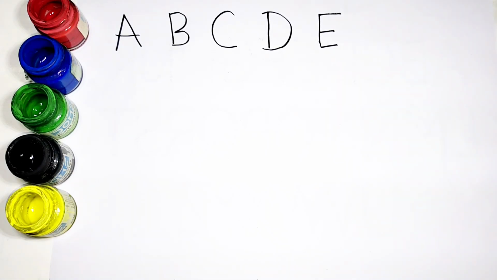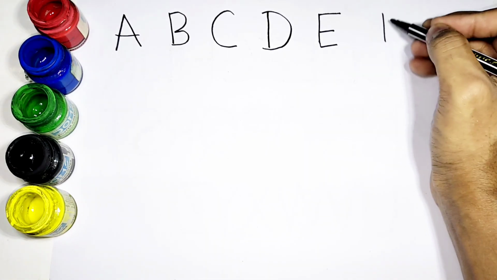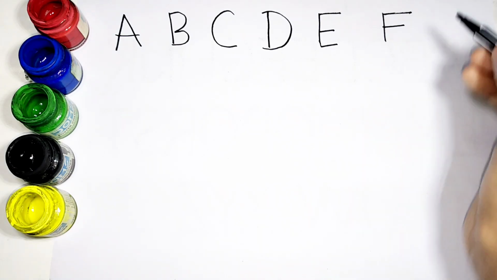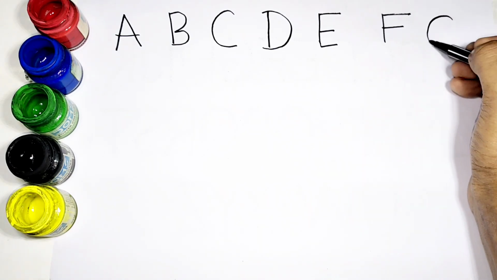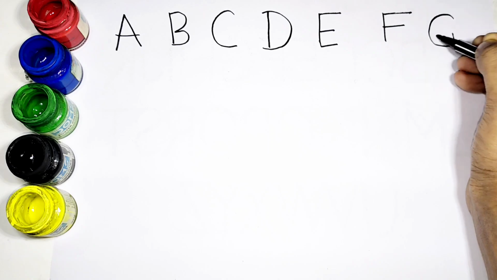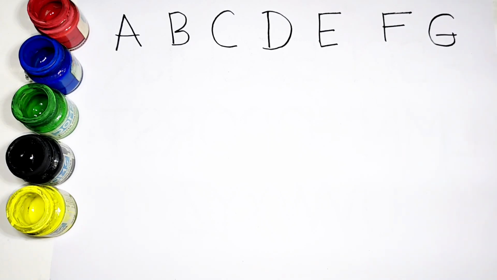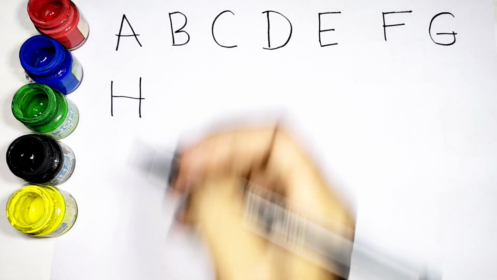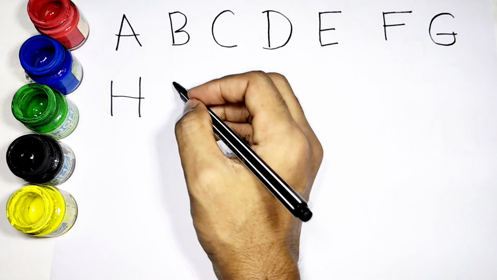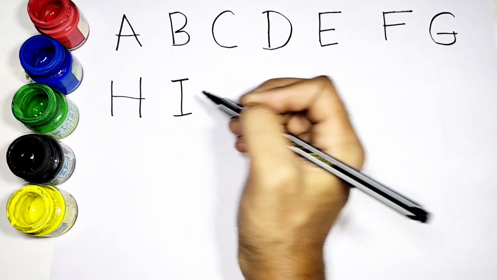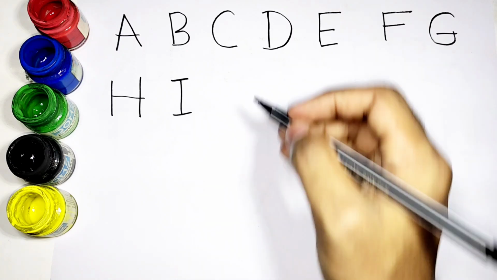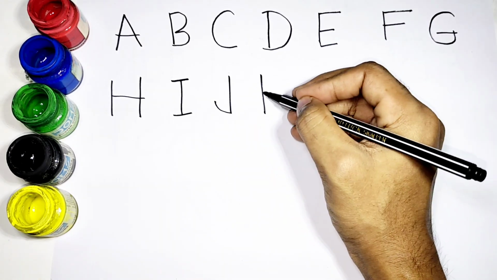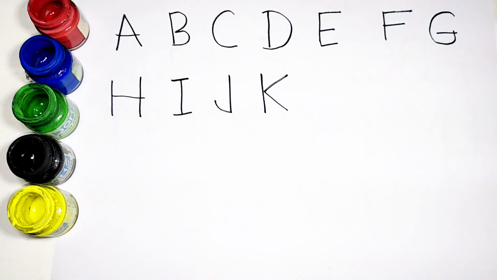The next one is E. Now we draw F and the next one is G. The next one is H. Now we draw I. And the next one is J. Now we draw K. The next one is L.